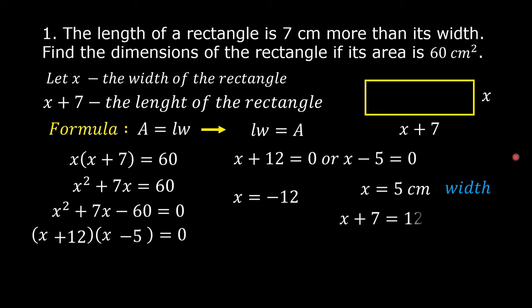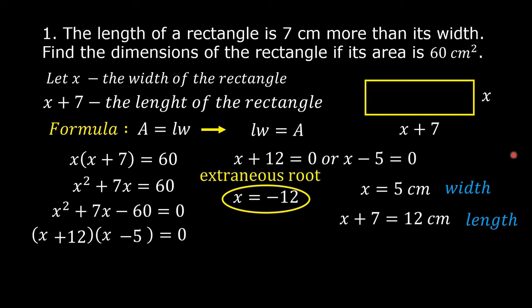And then x plus 7 is equal to 12. The unit is centimeters, so 12 centimeters. X is 5, 5 plus 7 is equal to 12. This is the length. We are not going to consider x is equal to negative 12 because the width cannot be a negative number. We call this extraneous root. It is not the root of the equation based on the problem.